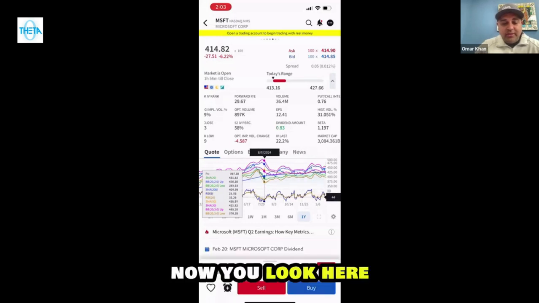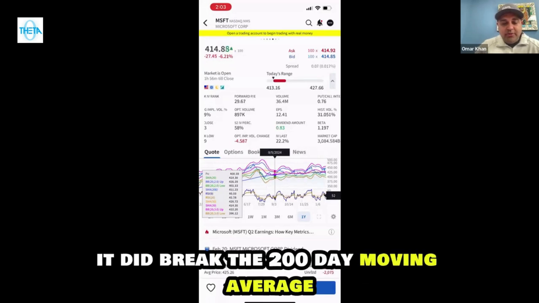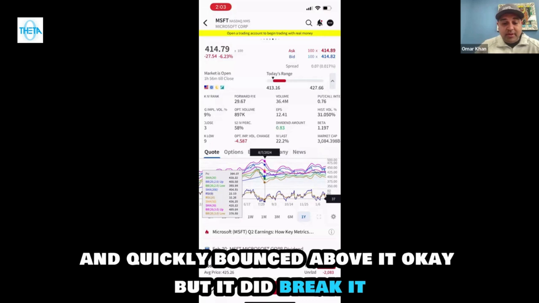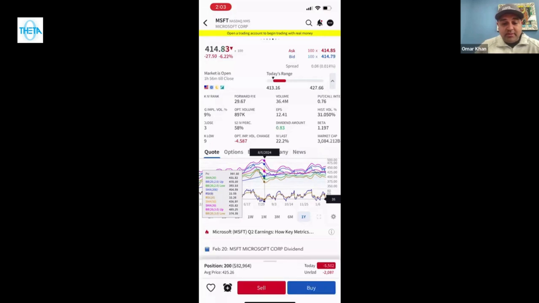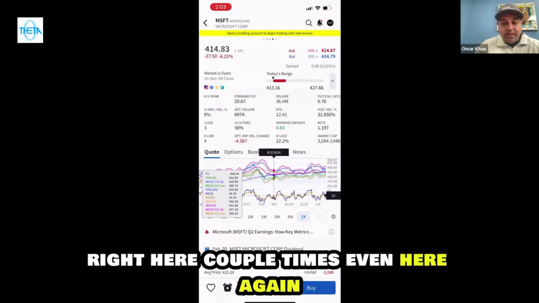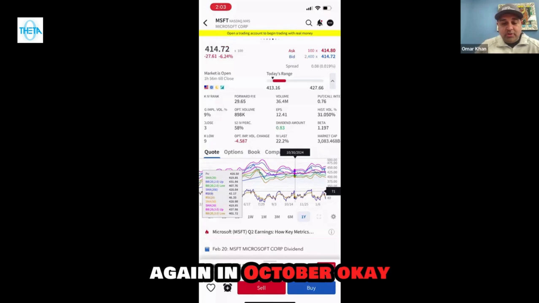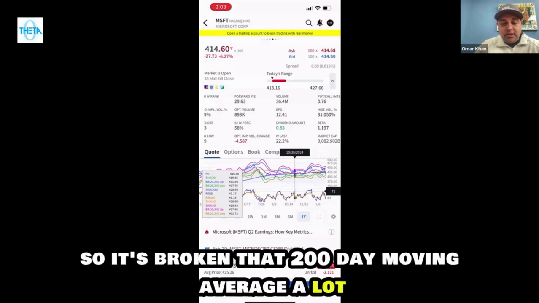Now, you look here. It did break the 200-day moving average a little bit here and a little bit here, and quickly bounced above it. But it did break it. Right here, a couple times. Even here again. It did break it a few different times. Here again in October. So it's broken that 200-day moving average a lot.